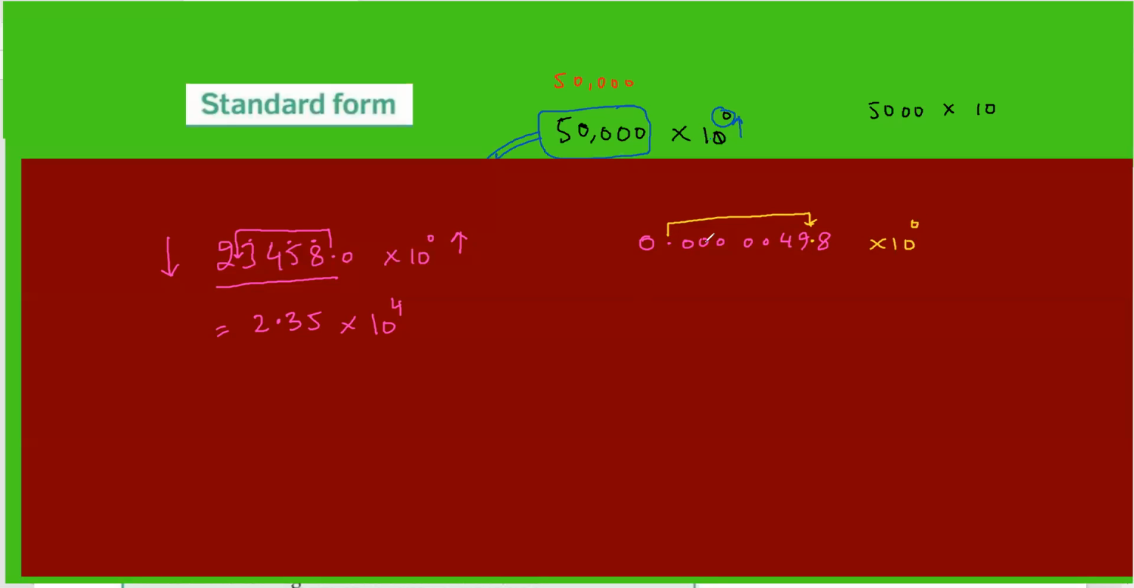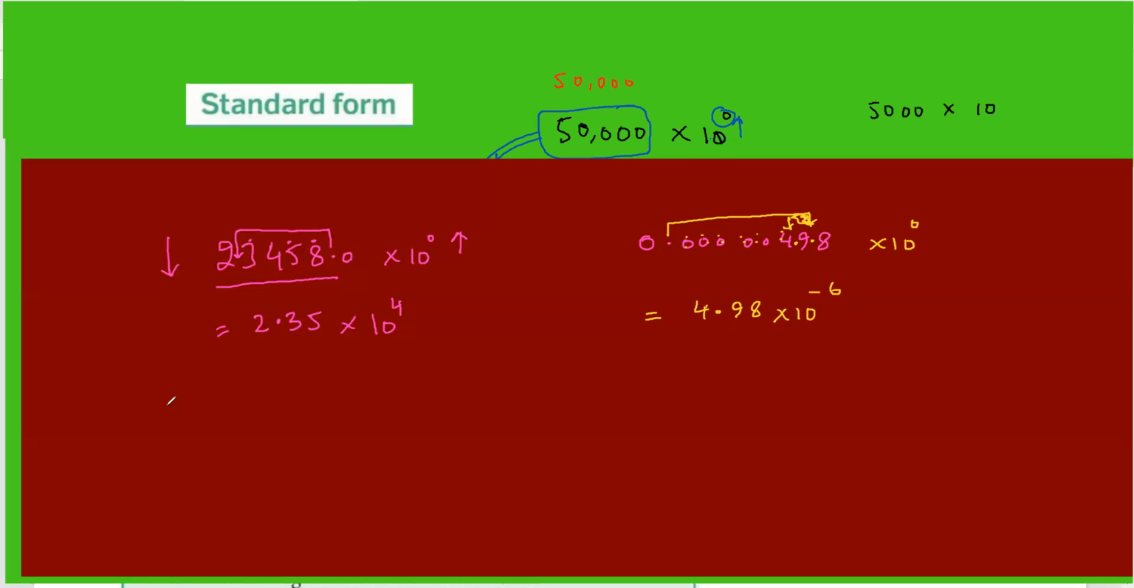Now how many times is it going to go up? This is 1, 2, 3, 4, 5, 6, 7. Sorry, this decimal has to be in this position. I'm sorry, this has to be 4.98. So this is 1, 2, 3, 4, 5, 6. 6 positions we are going to increase this. This is 4.98 times 10 raised to power minus 6. Okay? So that is how you write this in standard form.